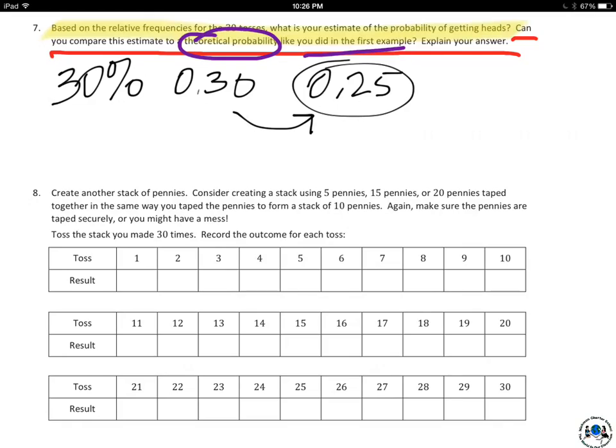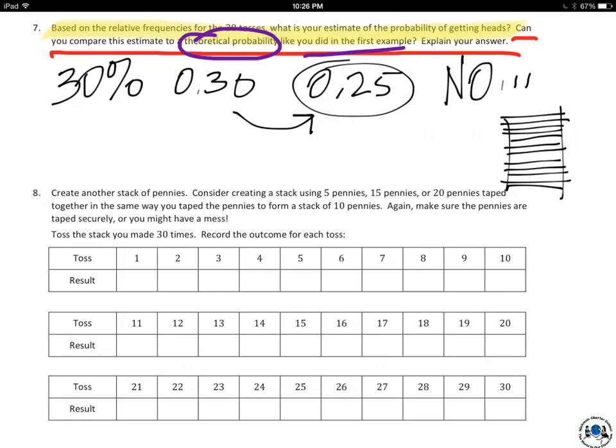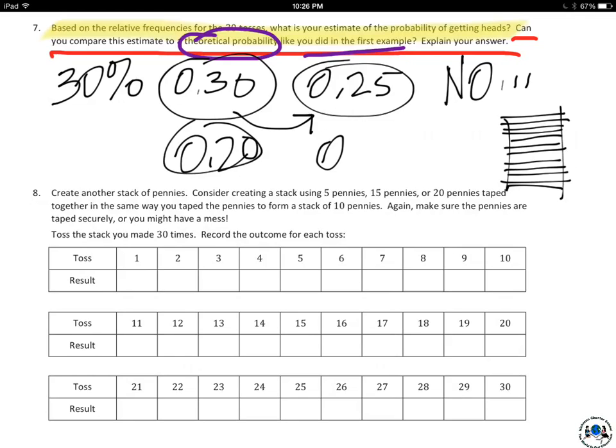Now, as far as that second part, can you compare this estimate to the theoretical probability like we did in the first example? You really couldn't, because we now have that stack of coins, which is still weighted a little bit on the side. Even though I did get 0.30 heads, or 30% heads, when I checked my relative frequency of the side toss, it was over 50%. I think it was actually 50%, because heads was about 0.30, tails was about 0.20, and side was 0.50. So this is definitely not going to be subject to any kind of theoretical probability estimate, because it is not fair in that sense.